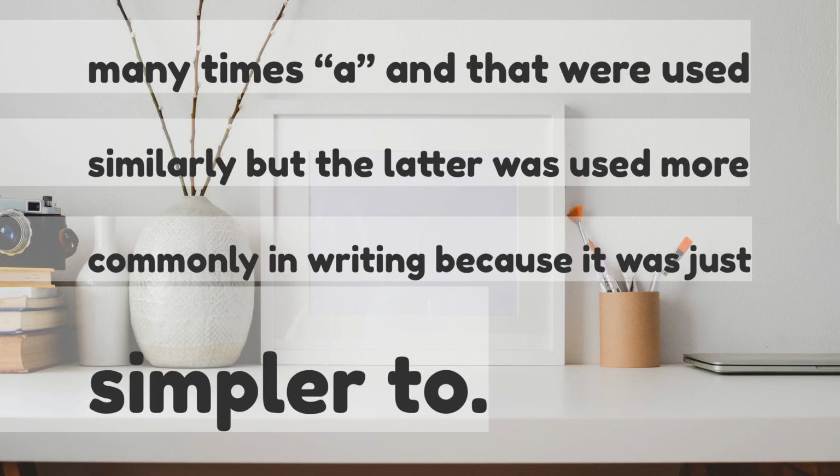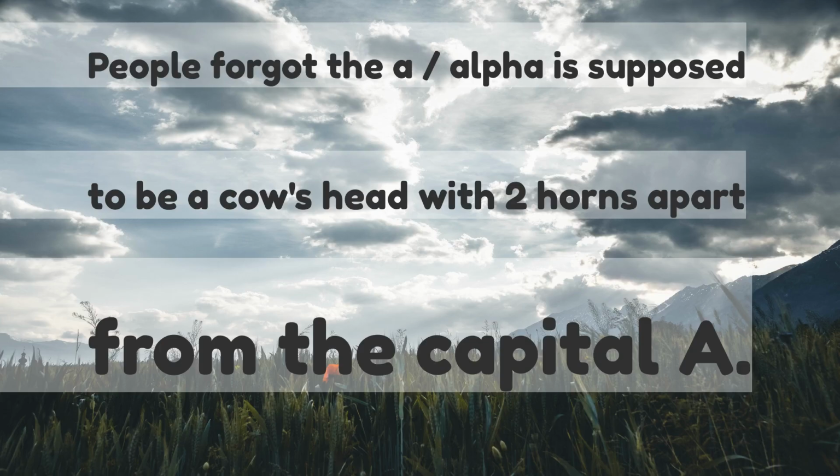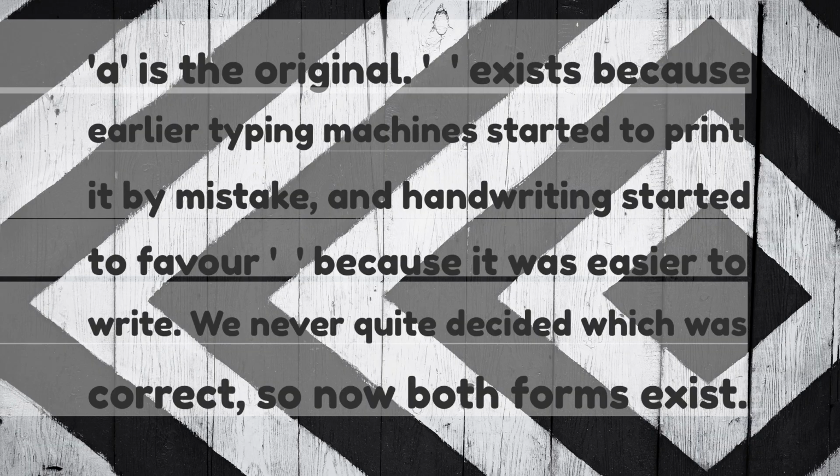Many times, A and α were used similarly, but the latter was used more commonly in writing. Because it was just simpler to. People forgot the A. It is supposed to be a cow's head with two horns apart from the capital A. A is the original. α exists because earlier typing machines started to print it by mistake. And handwriting started to favor α because it was easier to write.